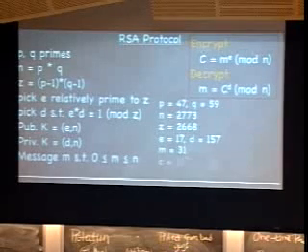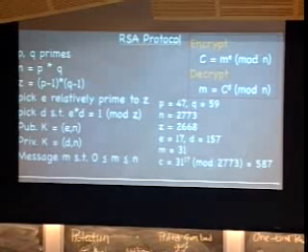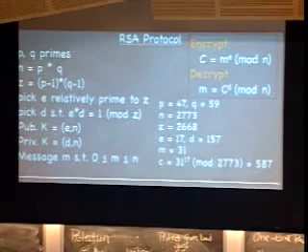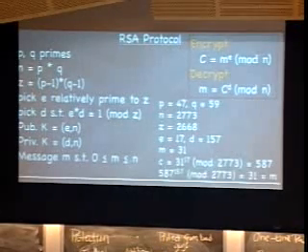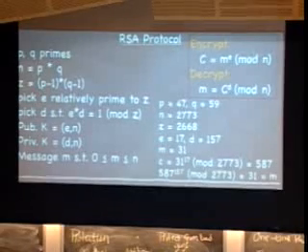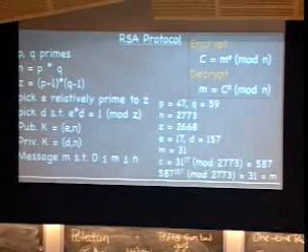Now suppose our message is equal to 31. If we compute now C, which is equal to 31 to the 17th, modulo 2773, we get 587. And then sort of magically at the end, we reverse this thing and out pops our message. Okay?